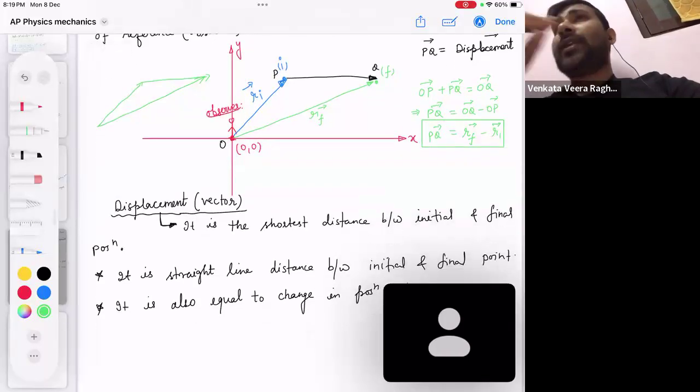Now, one theoretical question I am going to ask you. Please tell me, does the displacement depend on the path followed by the particle?